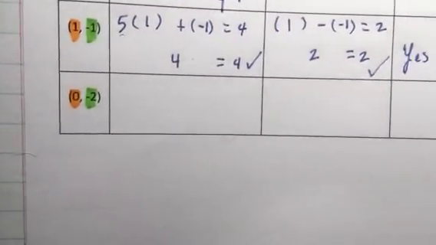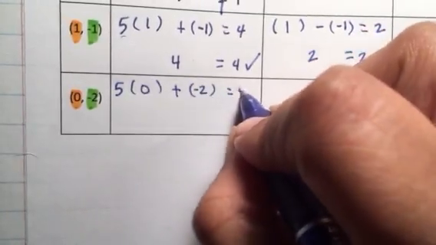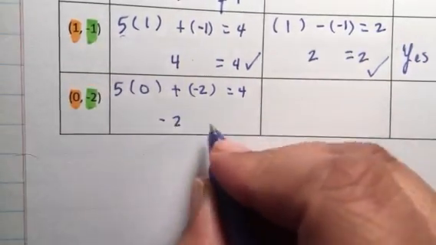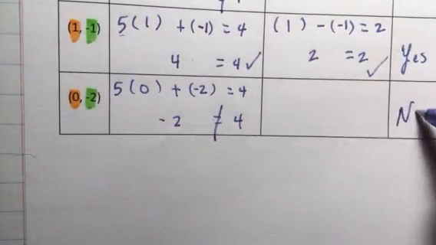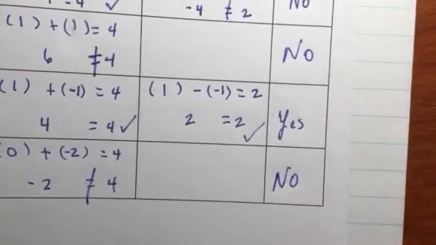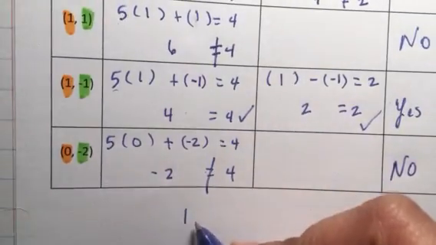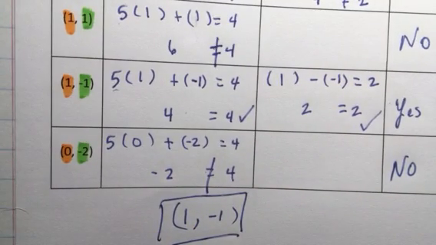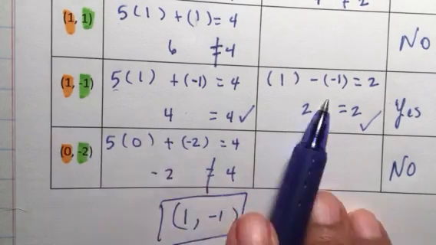Last one. 5 times x plus y, which is negative 2, equals 4. Once I put that in the calculator, it gives me negative 2. Does negative 2 equal 4? No, it does not. I can stop. That's a no. So what is our solution to this problem? Our solution would be 1 comma negative 1. That is our solution. Again, you're looking for where it's true for both equations.